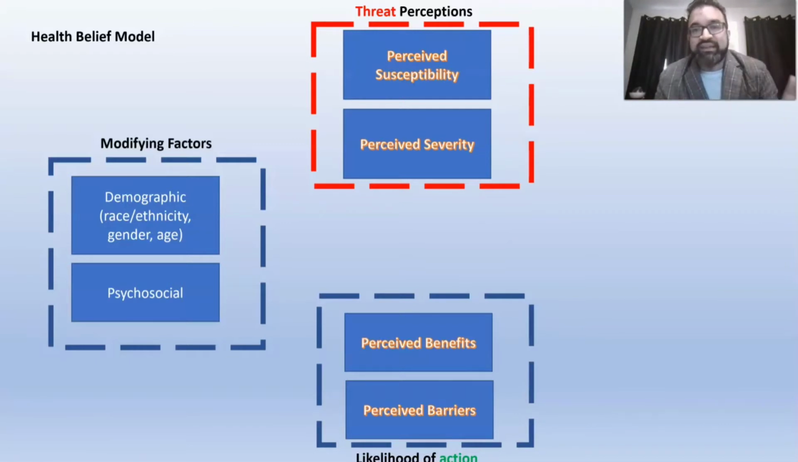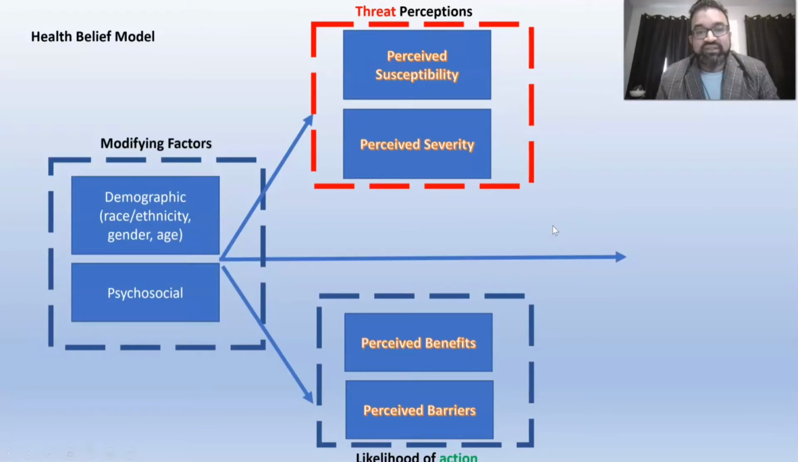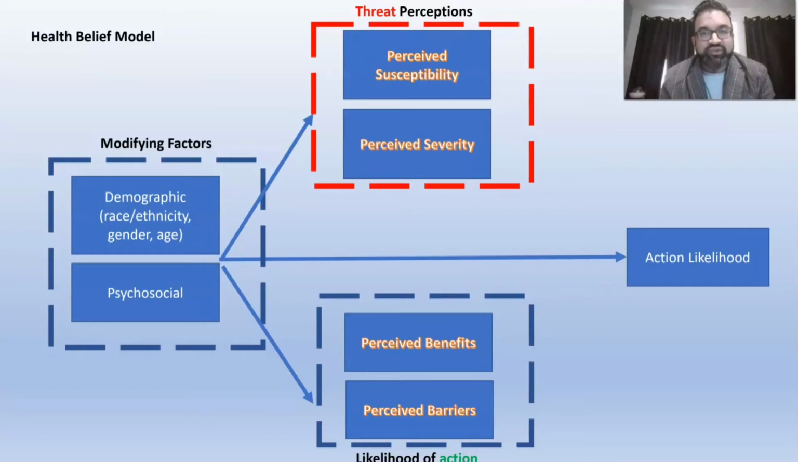And this is key, and I talk about this in the context of conducting research, because there are gender-related issues and age-related issues which may modify the likelihood of taking an action or not taking an action. In addition, there are certain psychosocial elements that may modify this. So, all important factors to keep in mind. And all said and done, that results in the likelihood of taking action. Now, this was the original model that was created in the 1950s.